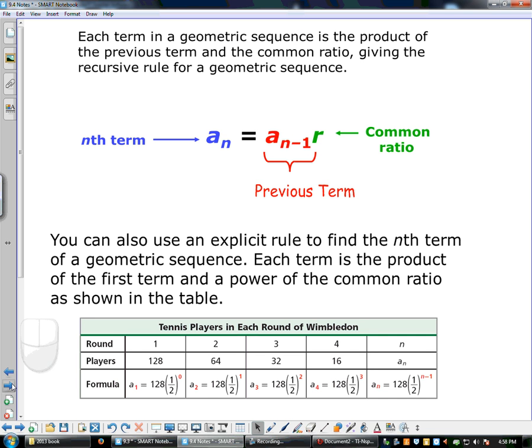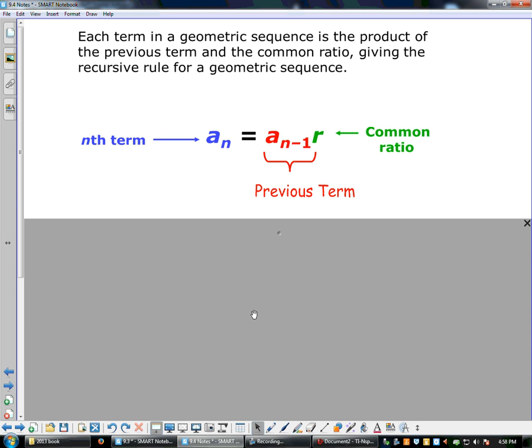Now, when we are dealing with a geometric sequence, each term is going to be classified as the product of the previous term and the common ratio. So we would be multiplying by the same thing, but you need to know what number you're starting at so you know what to multiply by. So this gives us a recursive rule, which means it refers to the one before it. So our recursive rule for a geometric sequence is a sub n is equal to, so your nth term, you take a sub n minus 1, which is the previous term, and you multiply it by the common ratio.